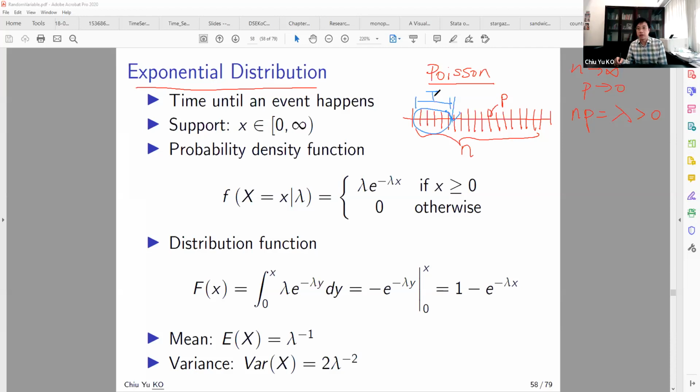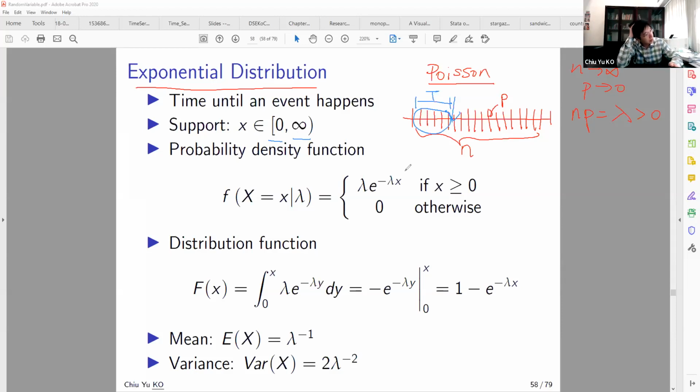Of course, this is the time. That's why you can see the support, the possible values, come from 0 to infinity. You may have some event, or you may never have one, but that's the idea: to model the time when things happen.